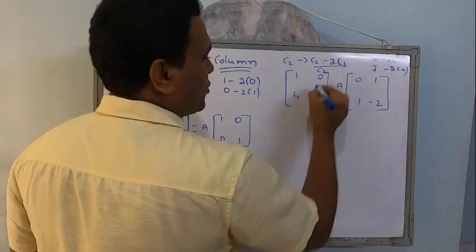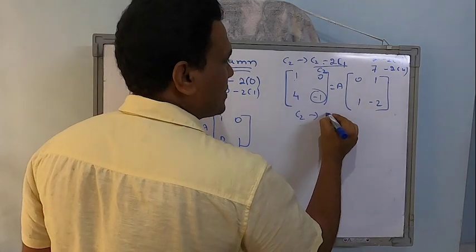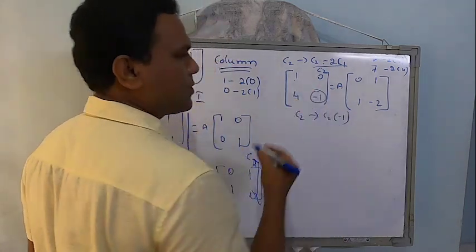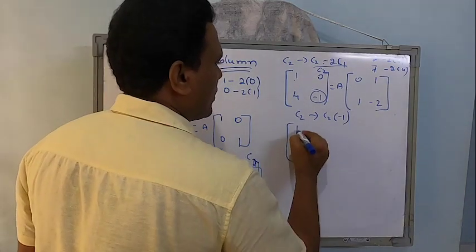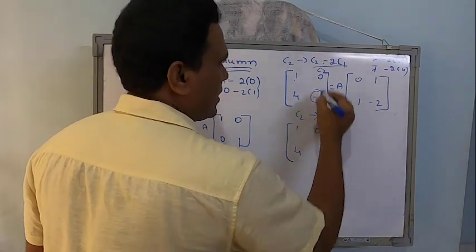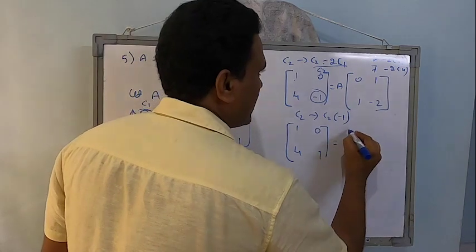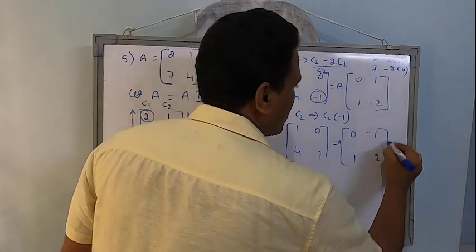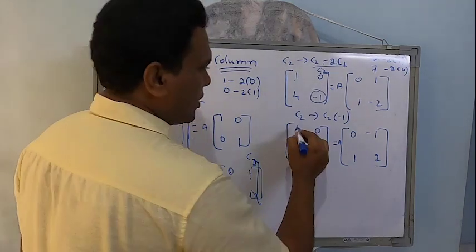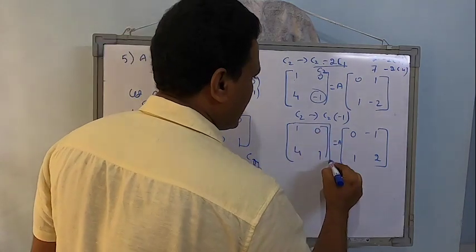The next target should be this. That's an element of C2. So C2 will be written as C2 multiplied by minus 1. Each element of C2 will be multiplied by minus 1. So 1 4 0 1. These two should be multiplied by minus 1. And here A, this is 0 1 minus 1 plus 2. That's okay now. So we got 1 0 1.